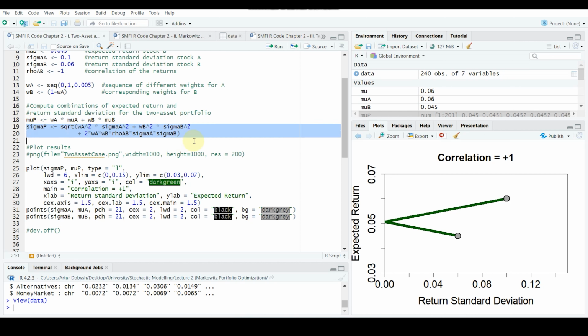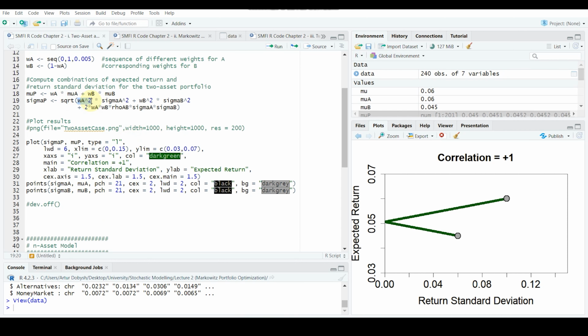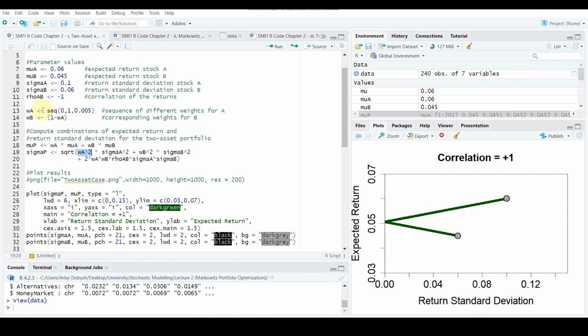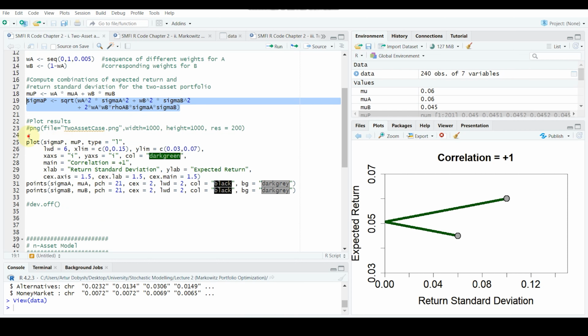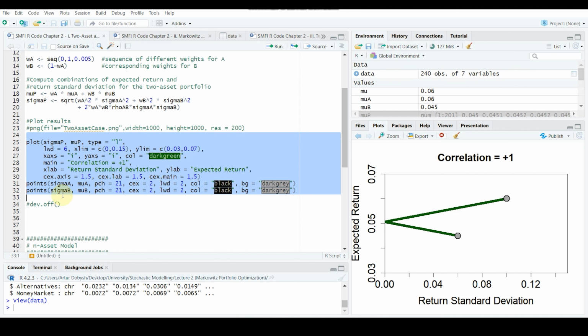In the following, we compute the standard deviation according to the well-known formula, which includes the weights that we've decided here. Here we create a sequence, so that's a whole range of weights. And we compute the standard deviation for the whole portfolio using these weights for both of the assets. Here, this one draws for us a nice graph that would represent the two-asset case.